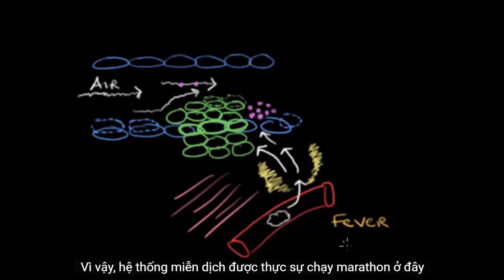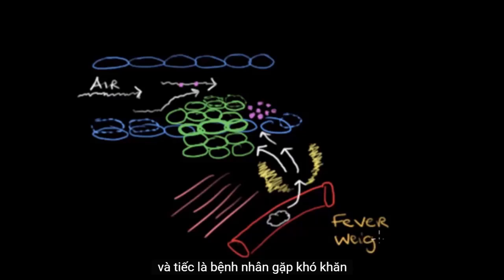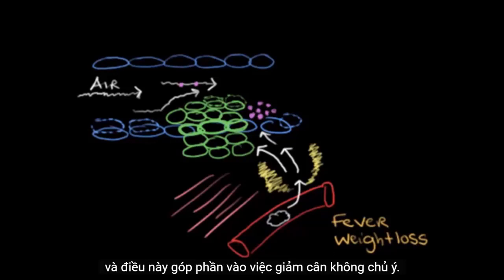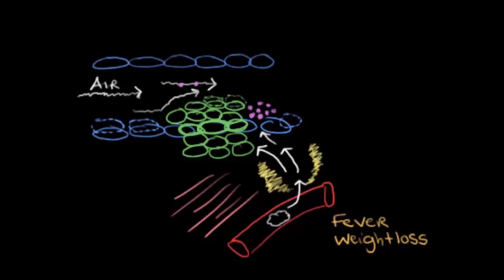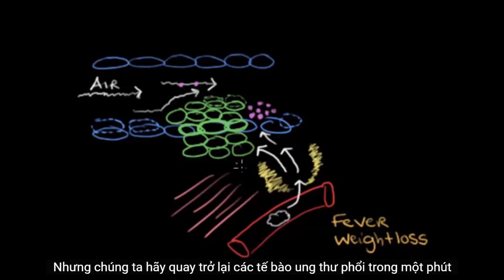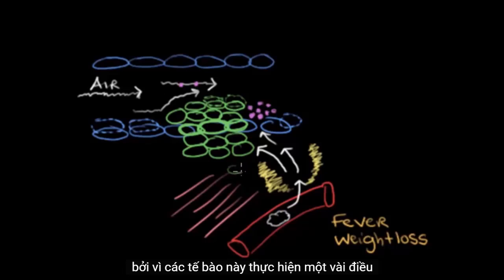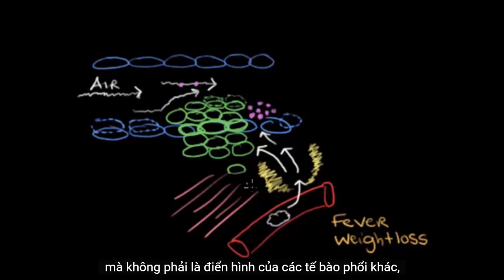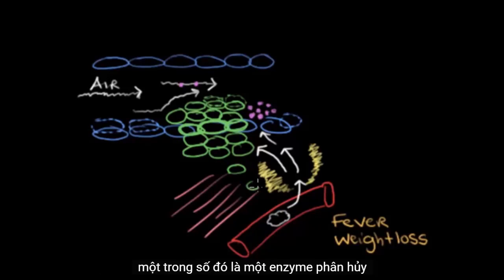So the immune system is really running a marathon here and requires a lot of energy. And unfortunately, patients have trouble keeping up with these energy demands, and this contributes to unintentional weight loss. But let's go back to the lung cancer cells for a minute, because these cells make a few things that are not typical of other lung cells, one of which is an enzyme that breaks down tissues around the cells. And this allows cancer cells to invade the lung tissue and surrounding structures nearby.